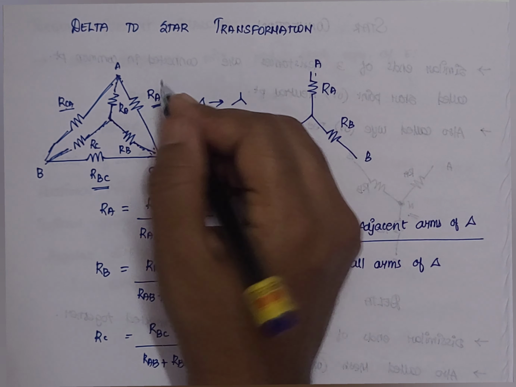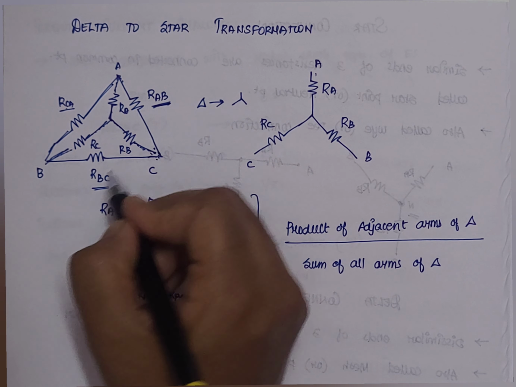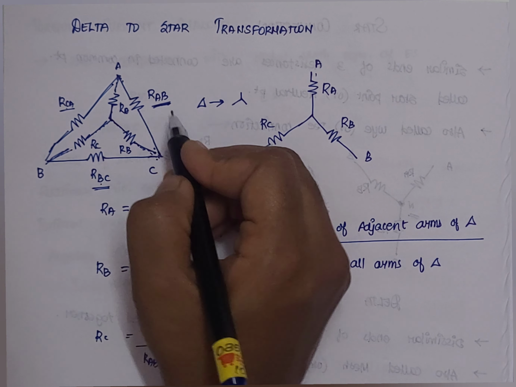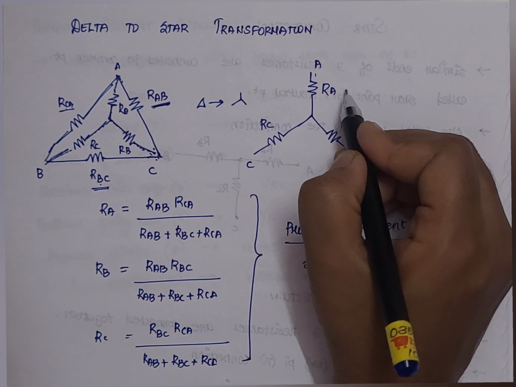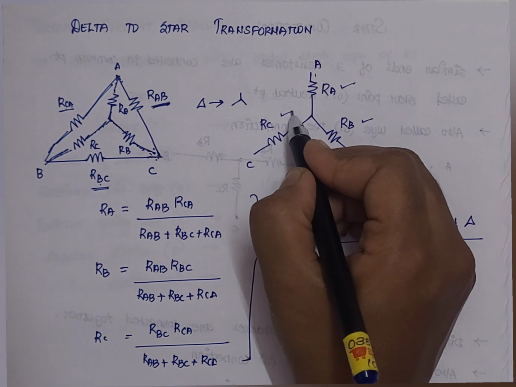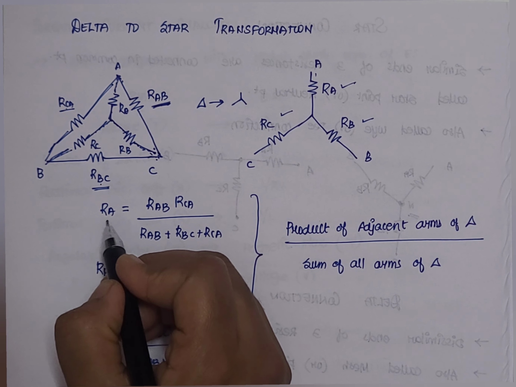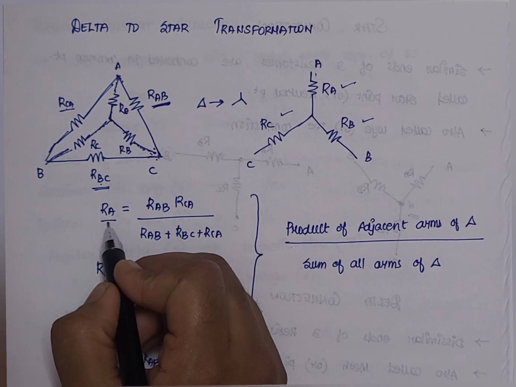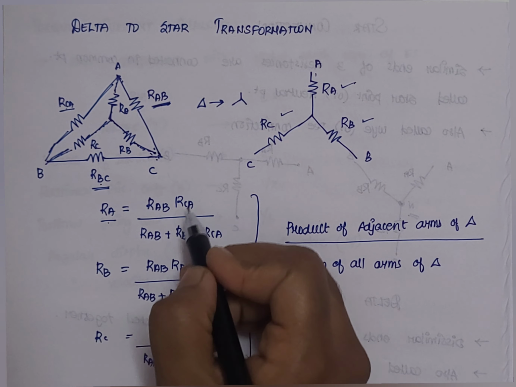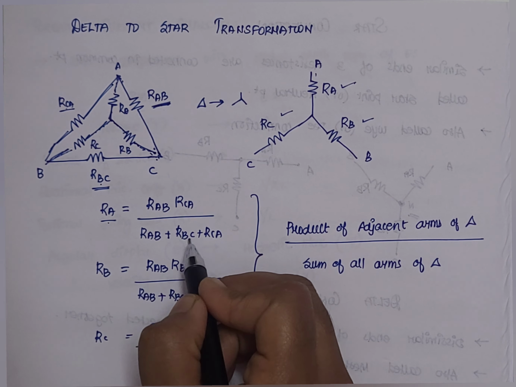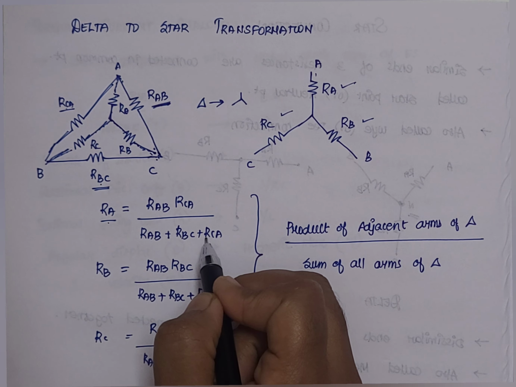Here, if we know the values of RAB, RBC and RCA, we have to calculate the values of RA, RB and RC. The formula is RA equals RAB times RCA divided by RAB plus RBC plus RCA, the total resistance.